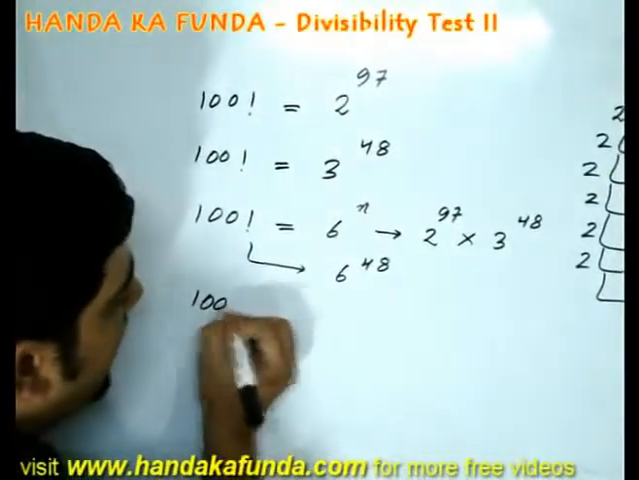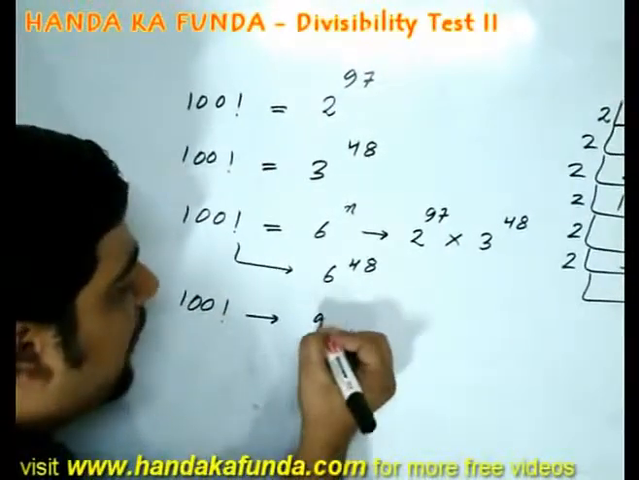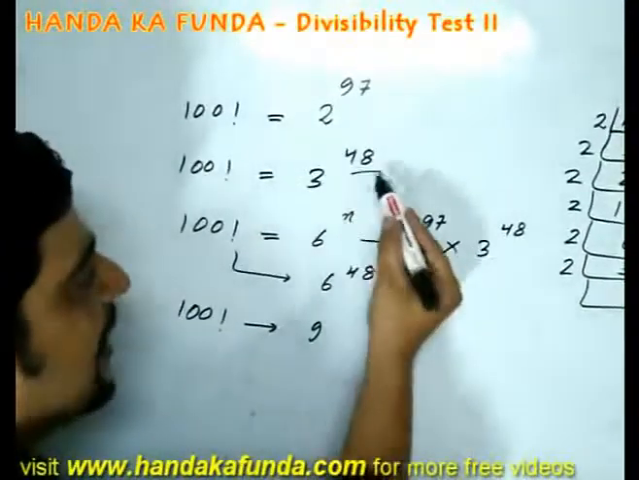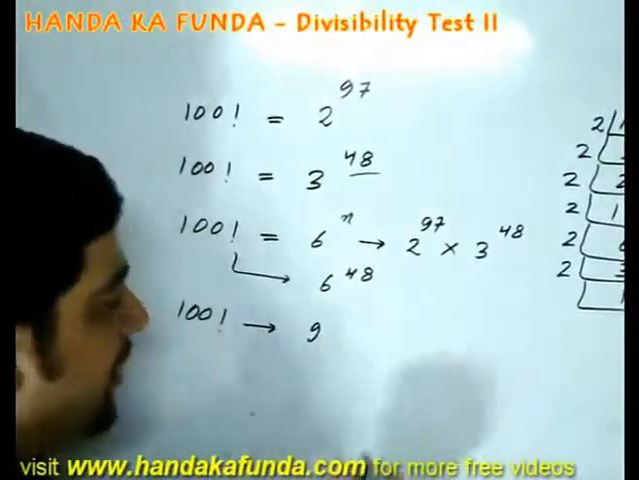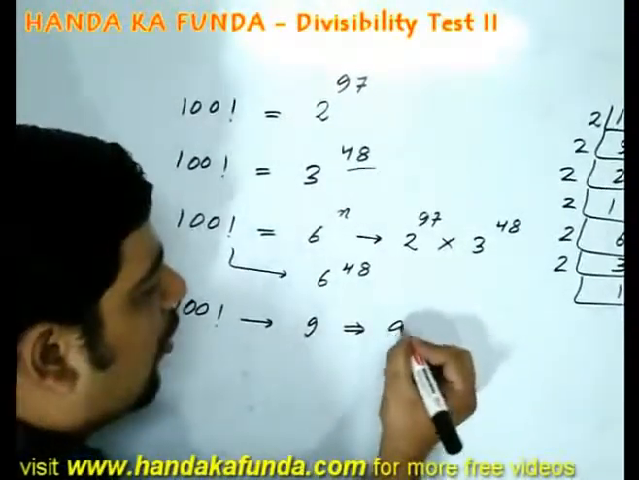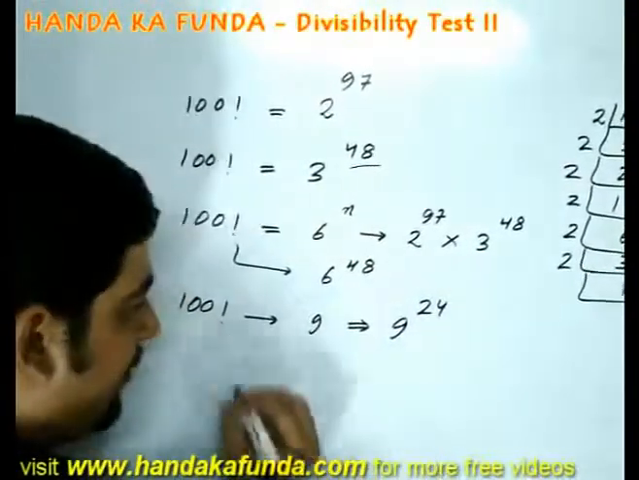What if it was something like, what will be the power of 9 in 100 factorial? I have 48 3's. So how many 9's will I have? I will have 48 by 2 or 24 9's.